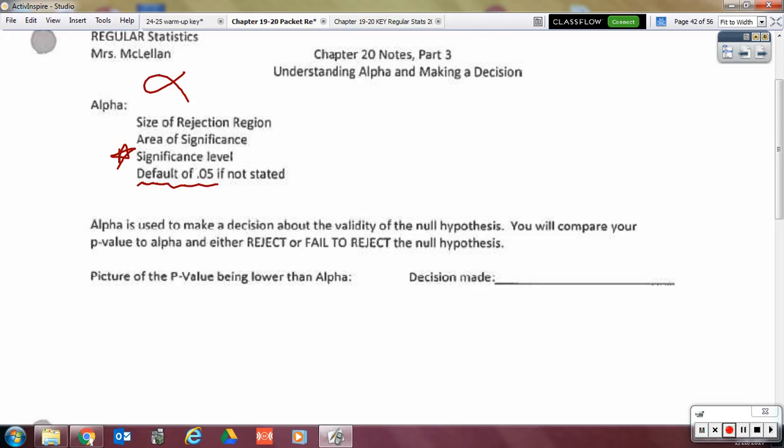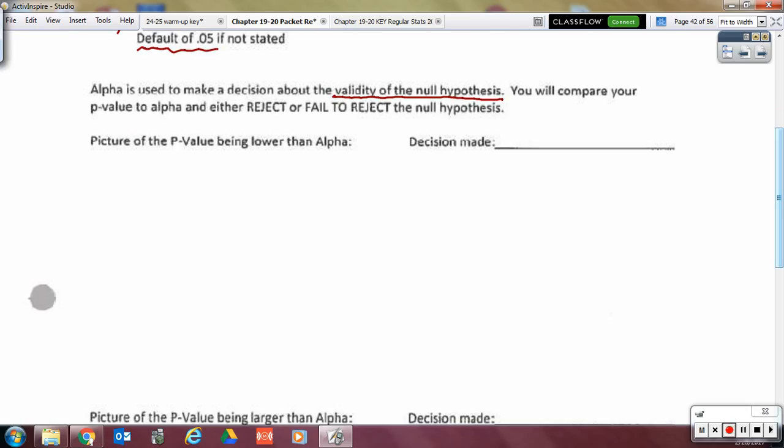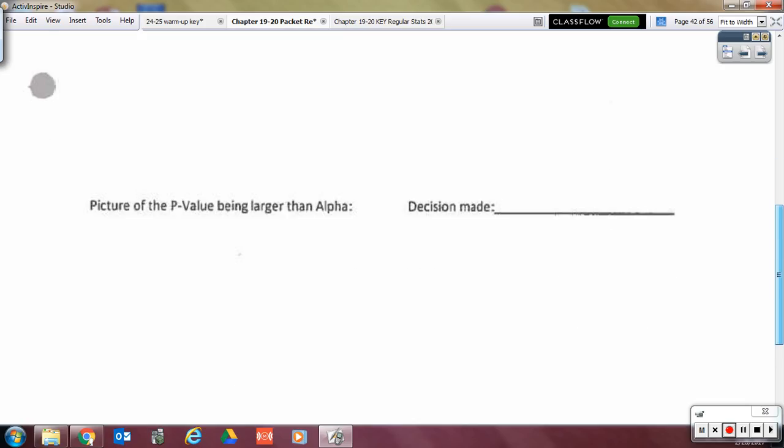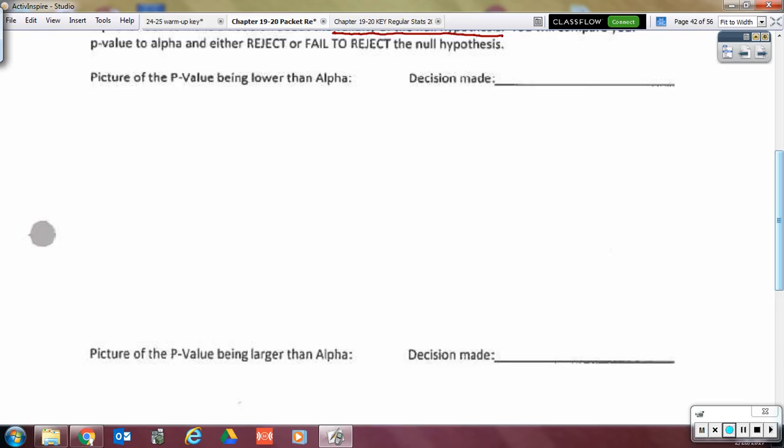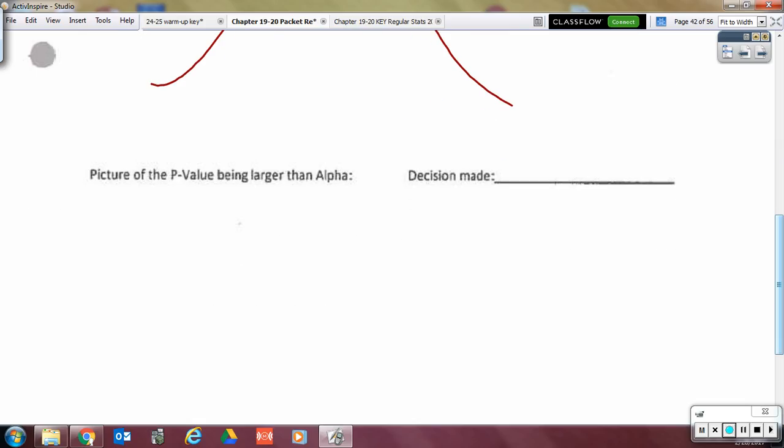All right, and we've talked about this before. Alpha is used to make a decision about the validity of your null hypothesis. Do you have the ability to reject your null hypothesis or not reject your null hypothesis? So here we go. Let's take a look at some pictures that we're going to draw. Again, we're going to duplicate what we had done before because it doesn't hurt to have this done twice. So let's draw yourself two normal models.